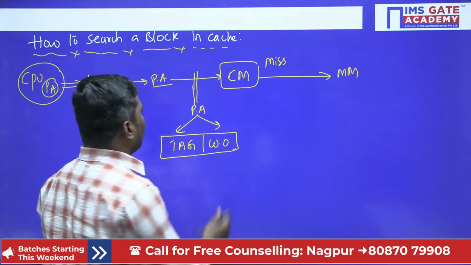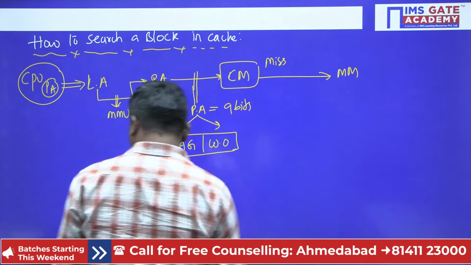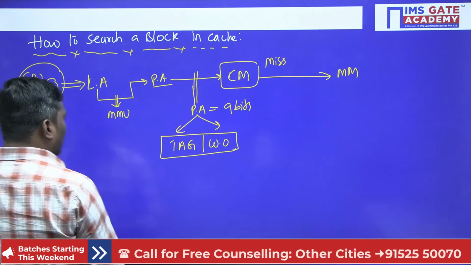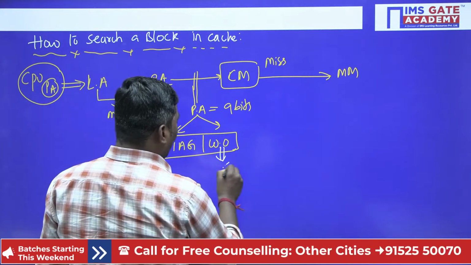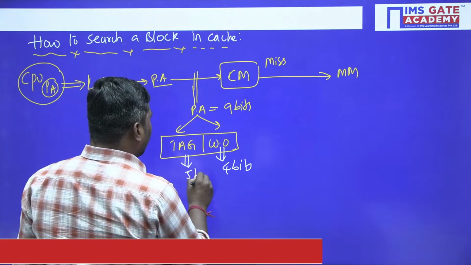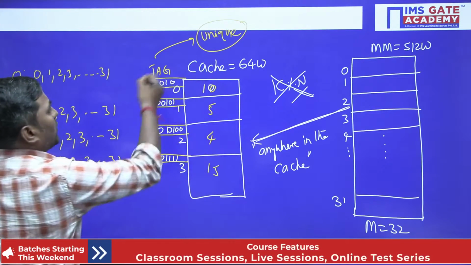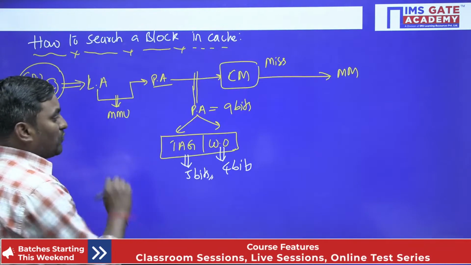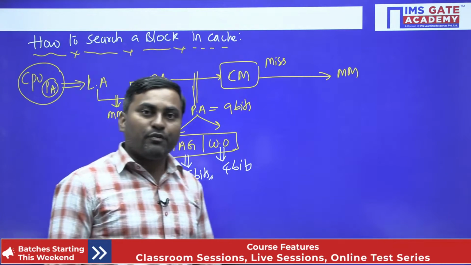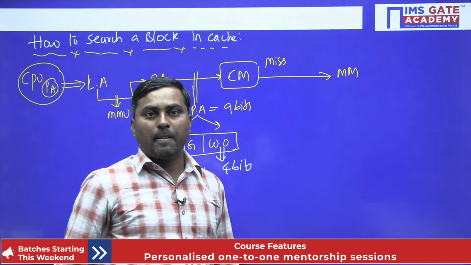Now in this example, the physical address is 9 bits. So what is the block size? The block size is 16 bytes, nothing but 4 bits. So the tag bits will be 5 only. How, sir? See, now 32 blocks are mapping, so we got 5 bits. Tag bits are 5, and word offset bits are 4. 5 plus 4, 9 bits physical address.